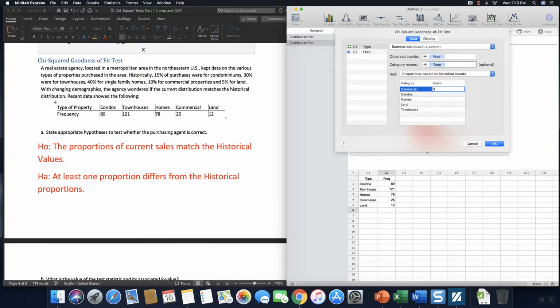So commercial properties is 10%. I almost did this wrong. That would have gone really badly. Proportion based on historical count. Yeah, 10%. Greater than or equal to 1. This is doing something weird. This did not go like this. Maybe 10%? Nope. Okay, this isn't going to work. Hold on a second. I have to pause this and figure out why it's going wrong.